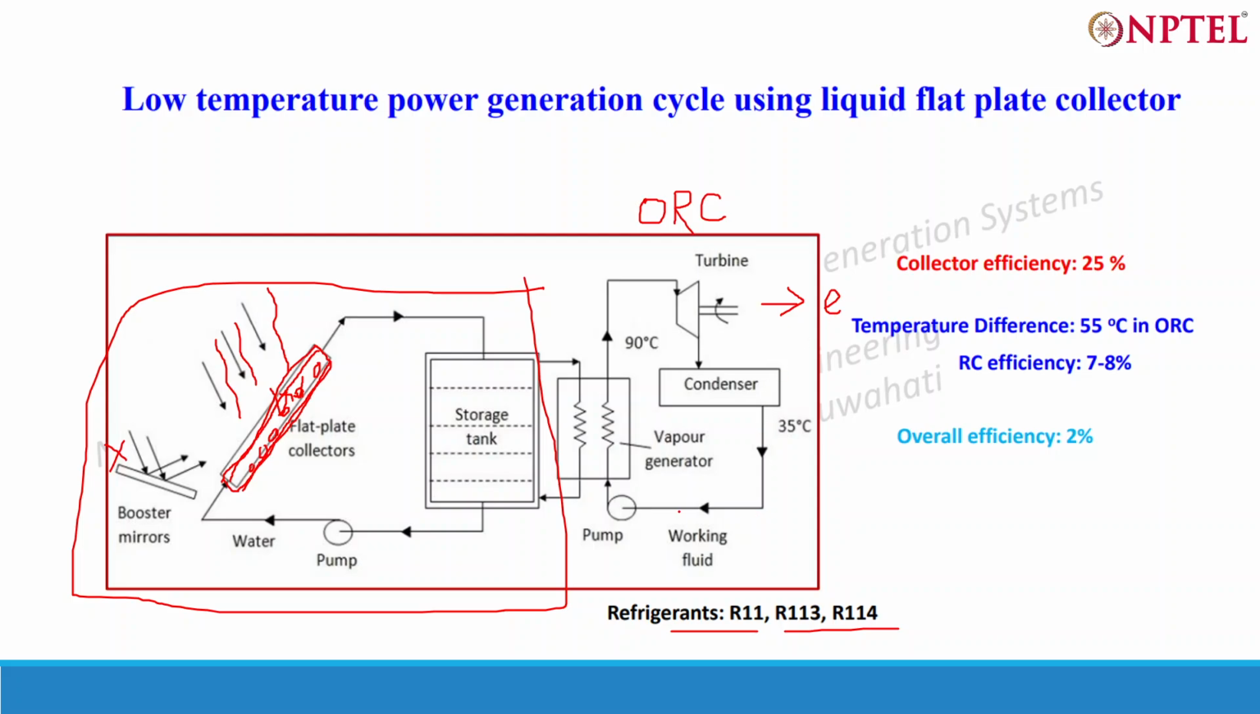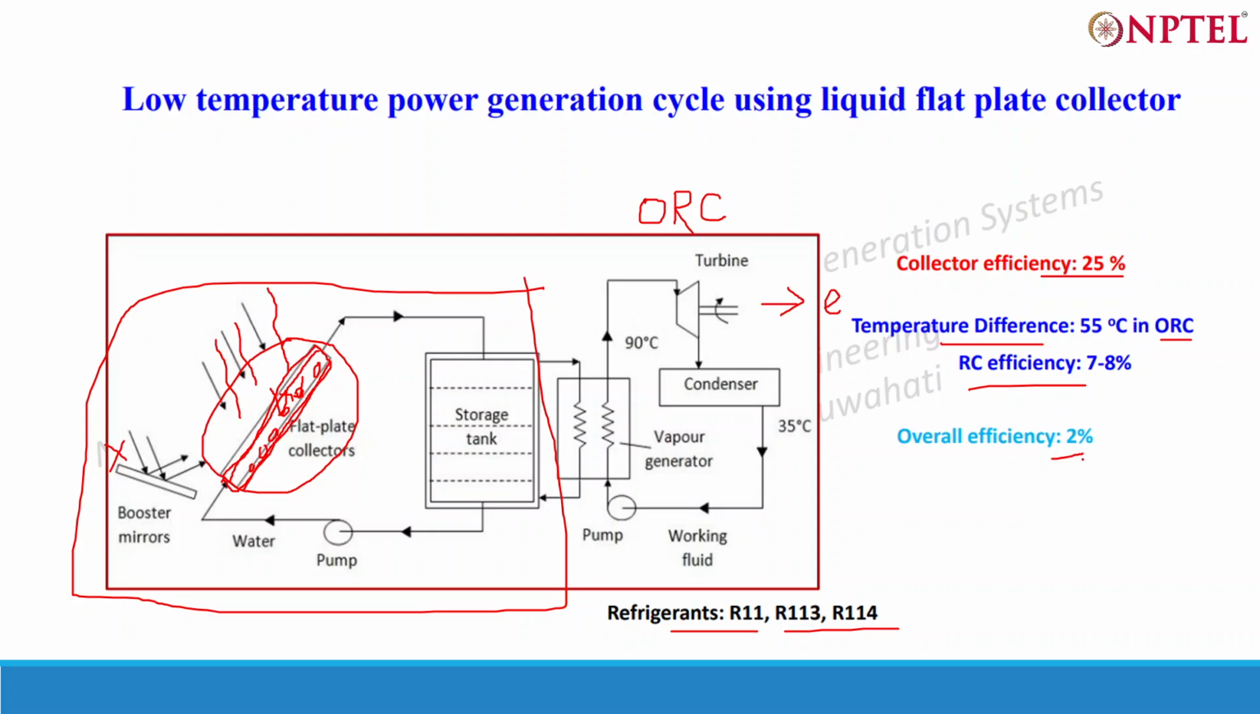And then at 35 degrees Celsius, it is pumped back to the system. So this is how a low temperature power generation cycle using liquid flat plate collectors works. The collector efficiency is 25%. The ORC efficiency is 7 to 8%. ORC is organic Rankine cycle. And the overall efficiency is basically you multiply all these values, so it comes out to 2%.